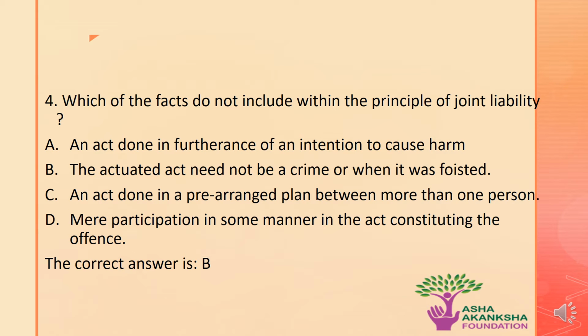The next question is, which of the following facts do not include within itself the principle of joint liability? The options are A. An act done in furtherance of the intention to cause harm. B. The actuated act need not be a crime or when it is foisted. C. An act done in a pre-arranged plan between more than one person. Or D. Mere participation in the act constituting the offence. The correct answer to this question is option B. That is, the principle of joint liability is not brought when the actuated act need not be a crime or when it was foisted.